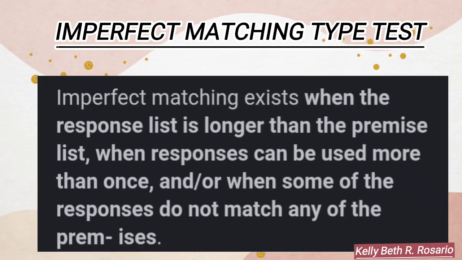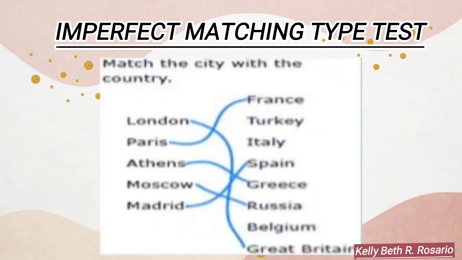When there is perfect matching type test, there is also imperfect matching type test. Imperfect matching exists when the response list is longer than the premise list, when the responses can be used more than once, and or when some of the responses do not match any of the premises. We call the matching type test imperfect when the premise list and the responses are not in the same quantity.